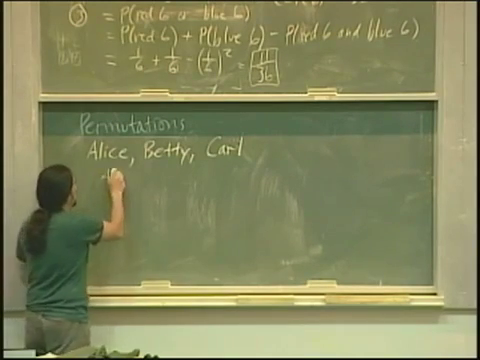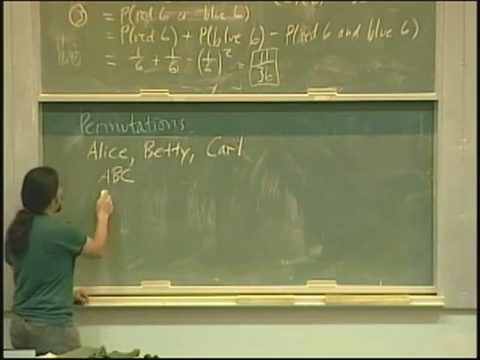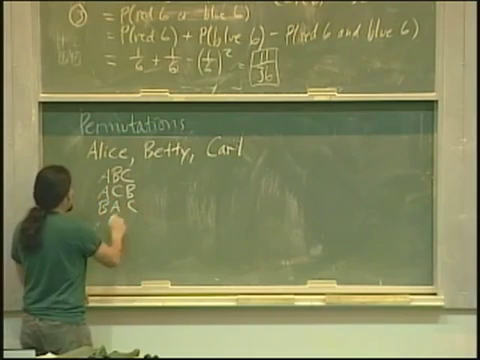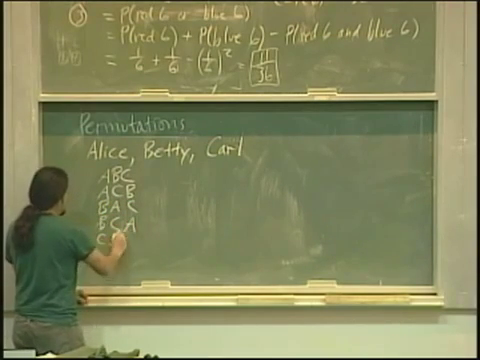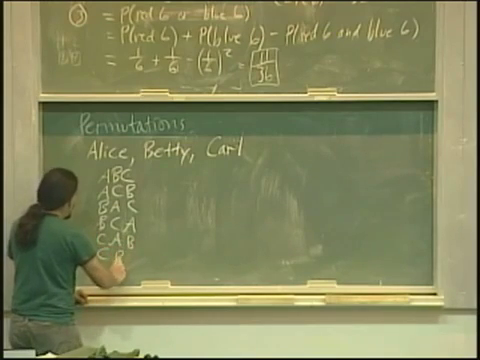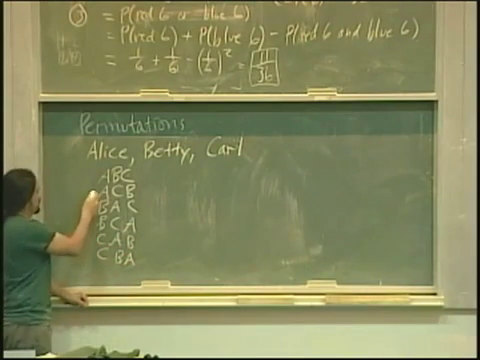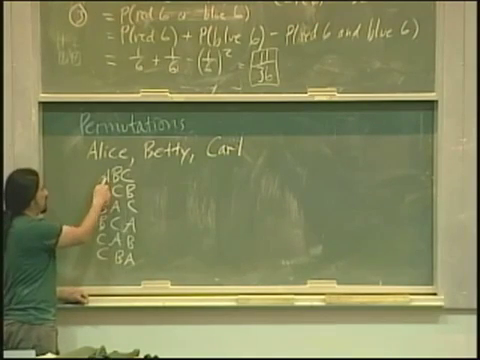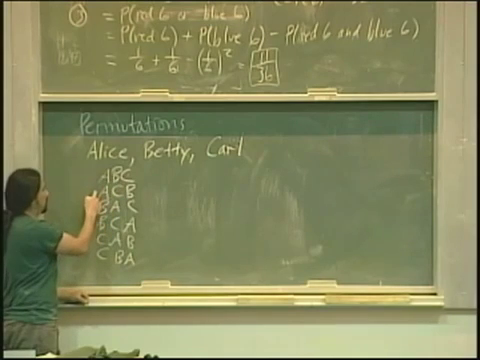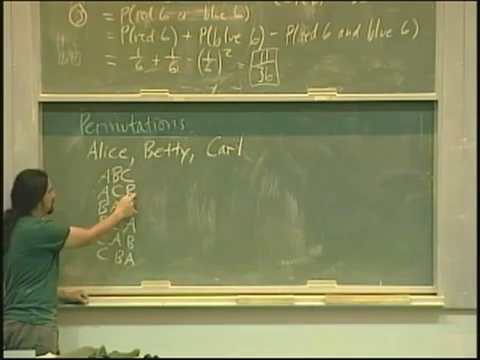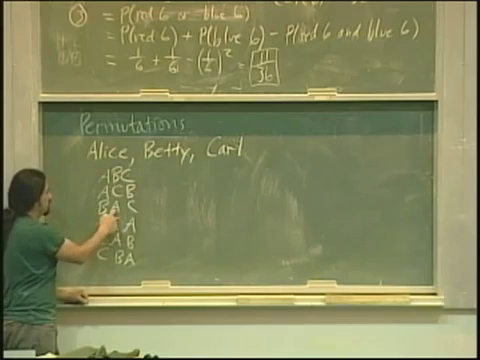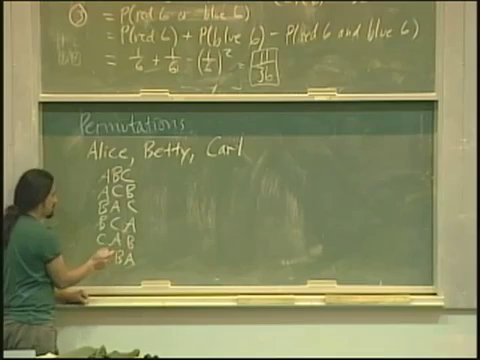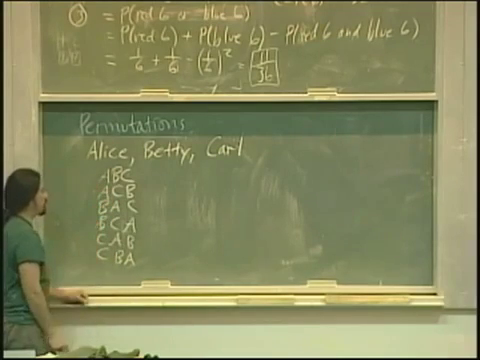So one way is that they go A, B, C. Another way is A, C, B, or B, A, C, B, C, A, C, A, B, and C, B, A. The way I'm organizing this in my head is I'm sitting Alice first. And then if I sit Alice first, Betty could be next and then Carl, or Alice and then Carl, then Betty. And if Betty sits first, either Alice, Carl, or Carl, Alice. And if Carl sits first, either Alice, Betty, or Betty, Alice. That gives me a list of all the different ways that I can do it.